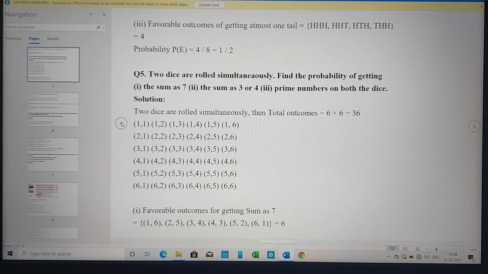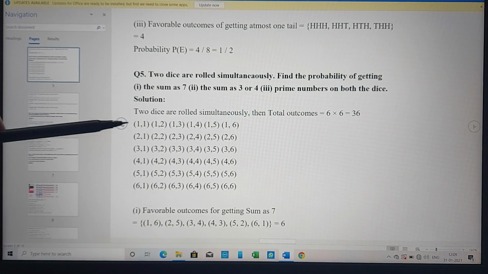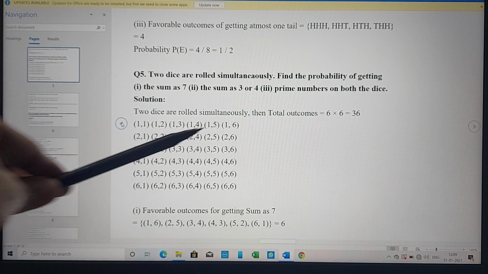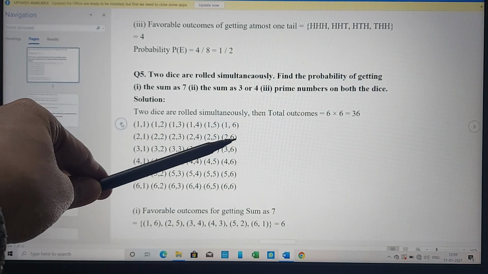Now, first part, it says find the probability of getting the sum as 7. So we have to find out where we are getting 7. 1 plus 1, so 2. Okay, 2 plus 1, 3. Likewise, we have to check. But you need not go and check for everything. See, 7 comes when we add 2 and maximum we can have 6. So 2, 6, 8. So here we have the possibility. But with 1 and 6, it becomes 7. We have possibility over here only.